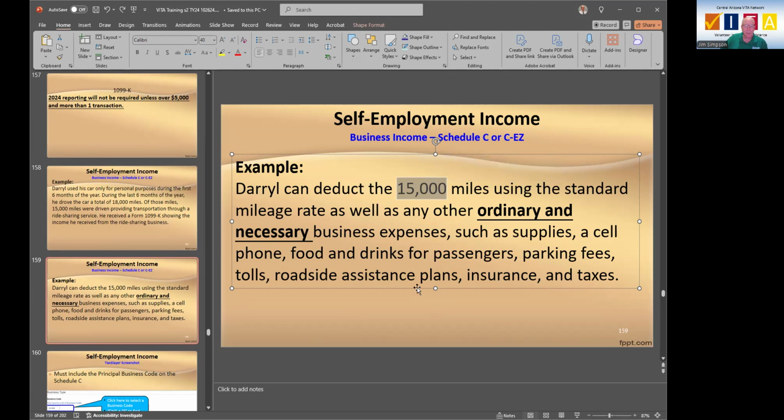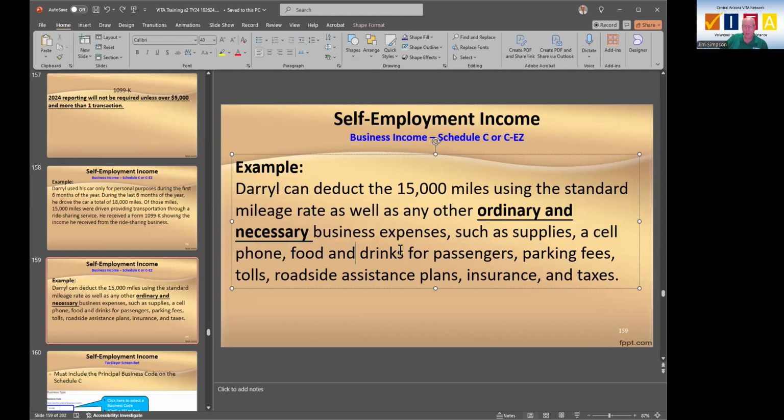He can deduct other expenses, and here's the standard that IRS uses. He can deduct other ordinary and necessary business expenses, such as supplies, a cell phone, but now careful, the cell phone could only be the business portion of the cell phone. He can't deduct his whole cell phone. He's got to allocate it between personal and business use.